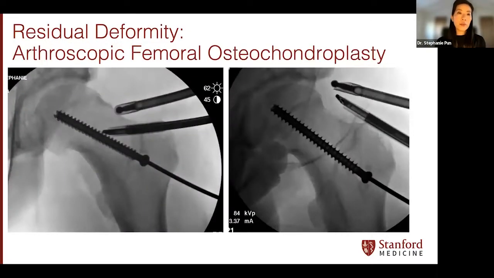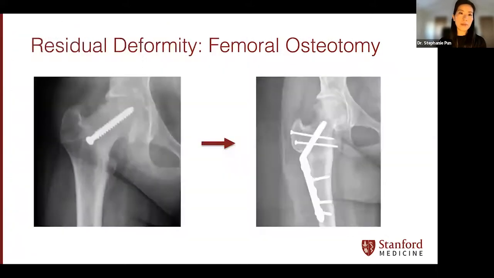So with mild residual deformities, arthroscopic femoral osteochondroplasty may be an option. So this is someone who had some mild deformity here, and this is a burr that we use to shave down the bone. So after the osteochondroplasty, you can see there's a more normal contour to the neck of the femur. For more severe residual deformities with this severe SCFE, sometimes femoral osteotomies are necessary, but these are much larger surgeries.